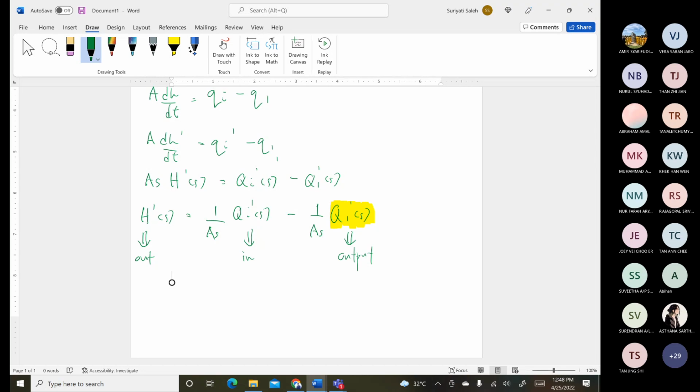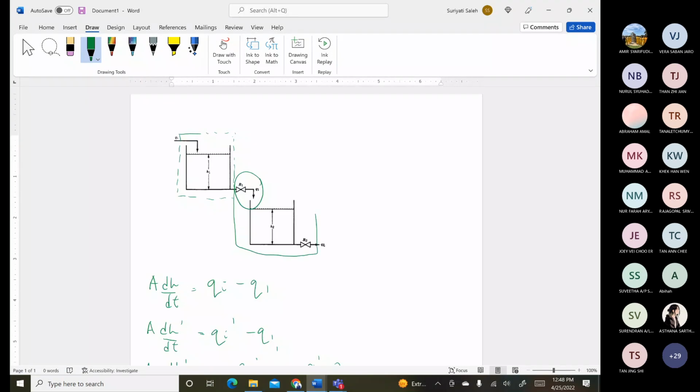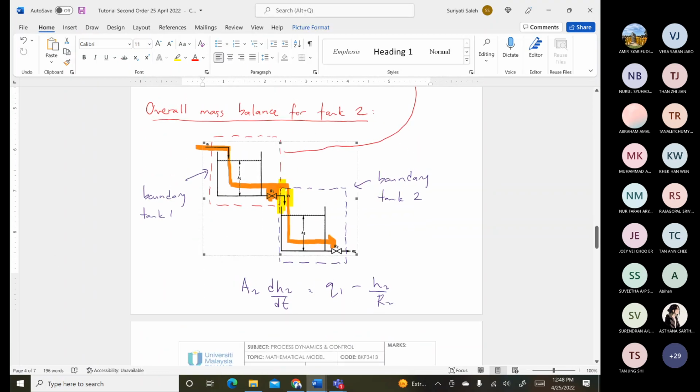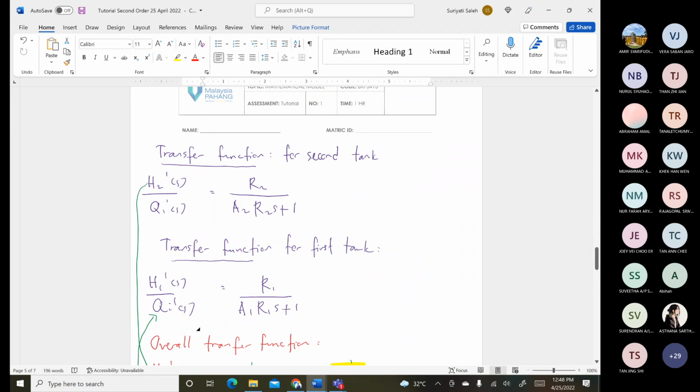When you do the second tank, then the boundary will include this one. Afterward, you still get the same answer, only a different way to obtain it. So both are acceptable. It will depend on the boundary setup for your work. In this case, that's why I include the valve in my boundary, because I want to eliminate the Q1. When I eliminate the Q1, then in the end, I can get the first order transfer function.